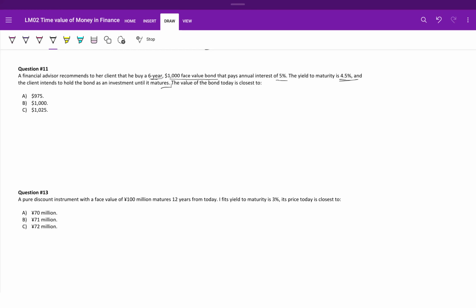So now the question is telling you, this is time zero and this is time year six. Time is 6 years, and this is where it all starts. So you are standing here at this point. The face value of the bond is $1,000. What this means is that at the end of the time you will get $1,000. The company is going to buy back the bond for $1,000 from you.